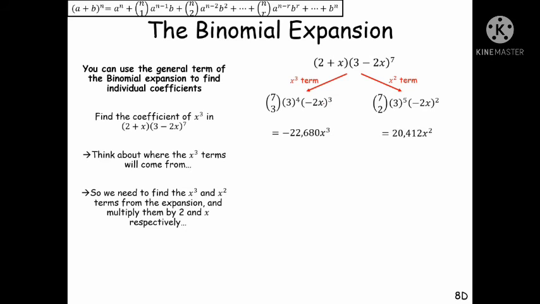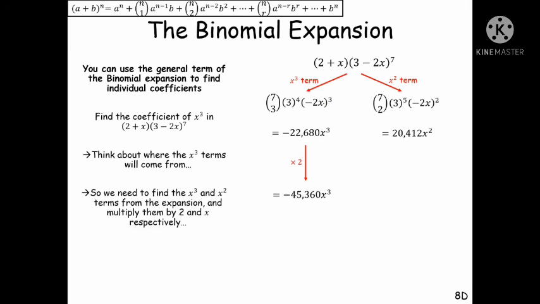So I've done 7 choose 3 of 3 to the 4 times (minus 2x) all cubed for the x cubed term. And for the x squared, well, that is just a power less, so we have to increase one and decrease the other. So I've got 7 choose 2, 3 to the 5, and (minus 2x) all squared. So doing those, I get minus 22,680x cubed and 20,412x squared.